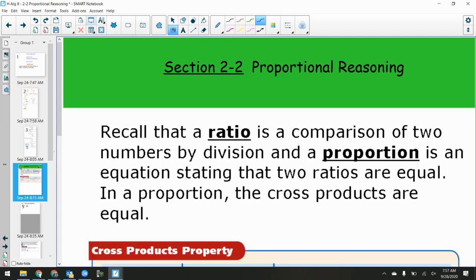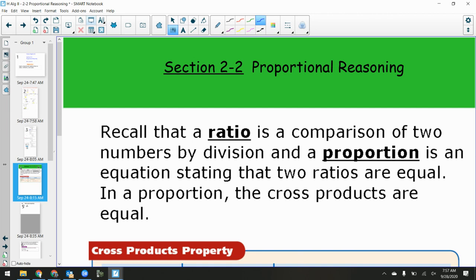All right. So recall that a ratio is just a comparison of two numbers by division. Think about the term rational number, ratio number, rational number. That means any number that can be put into a fraction or a ratio of two numbers. That's basically what a fraction is.